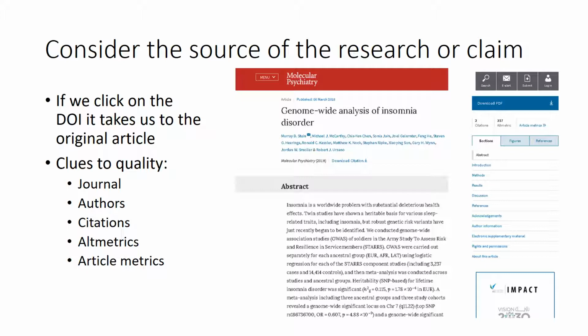So now we have enough information to start making some judgments about the quality of the science behind the claim that's made in the media. And there are several factors we can explore. So let's do that together.